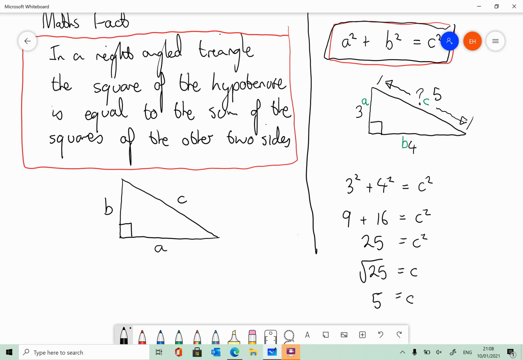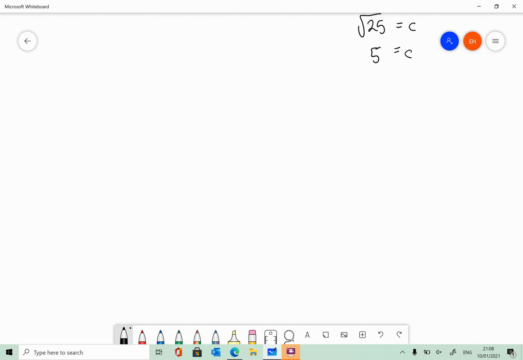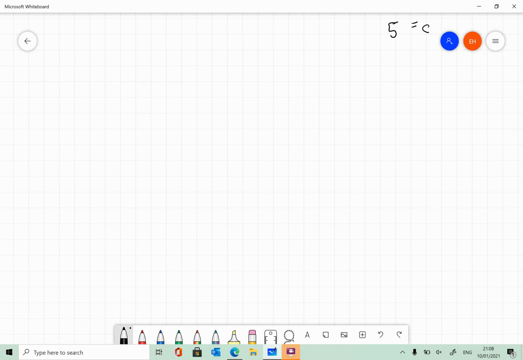Now, that's how to use the formula to find the hypotenuse. We should also be able to work backwards to find one of the other two sides. So let's take a look at an example of that now. So, brand new page here.